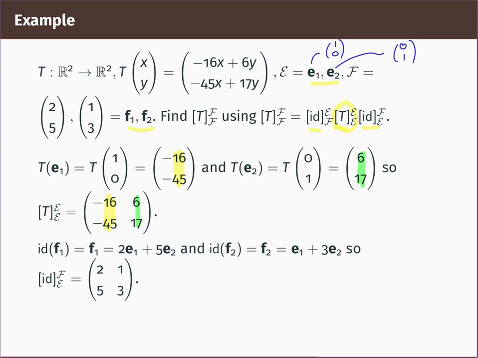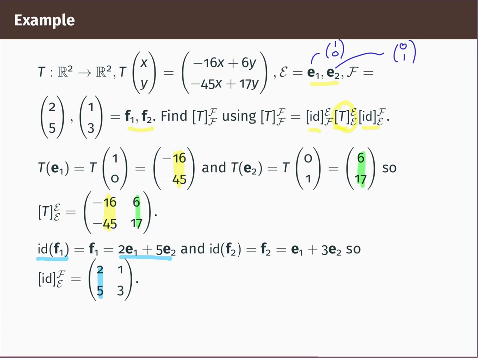If we want to make the matrix of the identity with respect to initial basis F and final basis E, we've got to do the identity to F1 and express that as a linear combination of E1 and E2. But the identity applied to F1 is just F1, which is (2, 5), and of course that's 2 times E1 plus 5 times E2. So straight away that just tells us that the first column of this matrix is (2, 5).